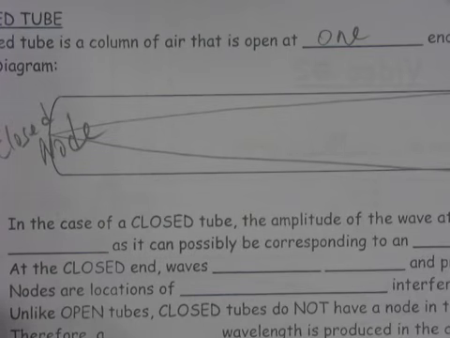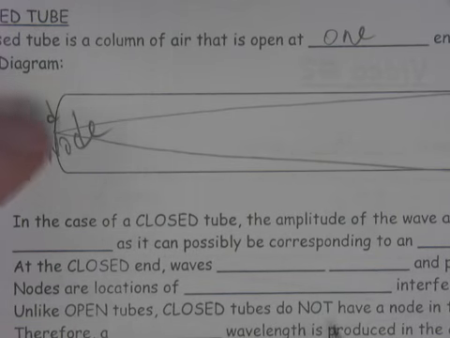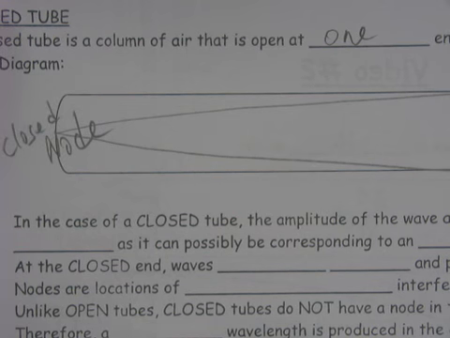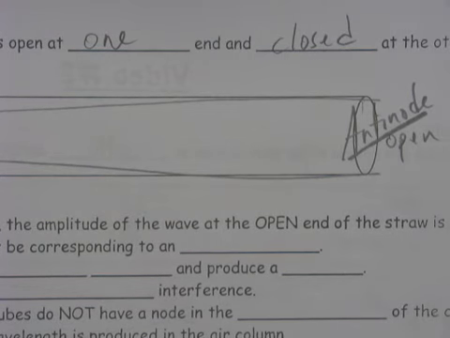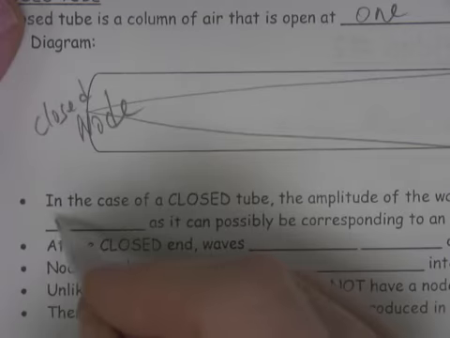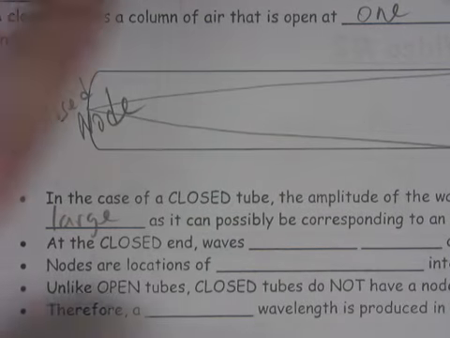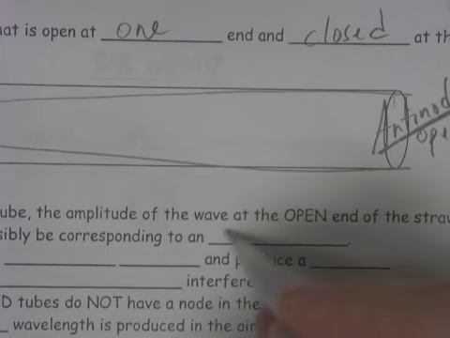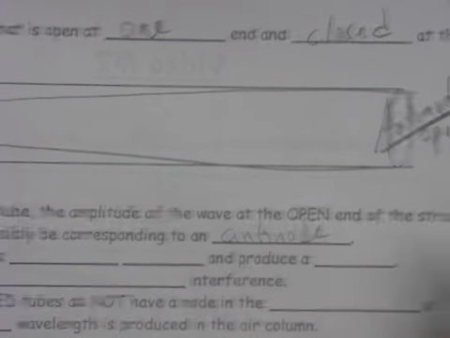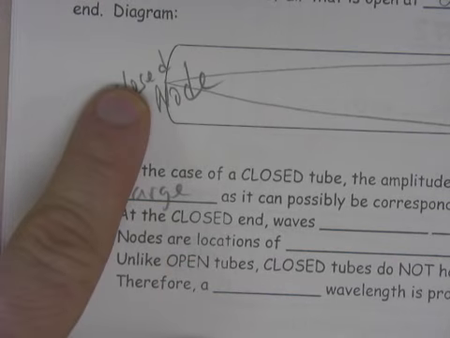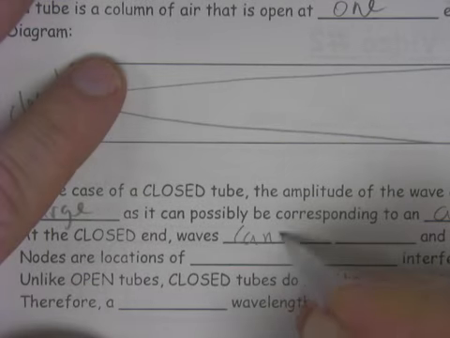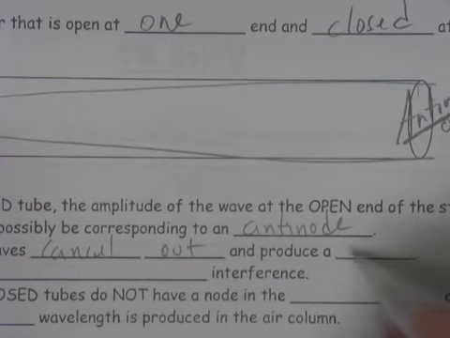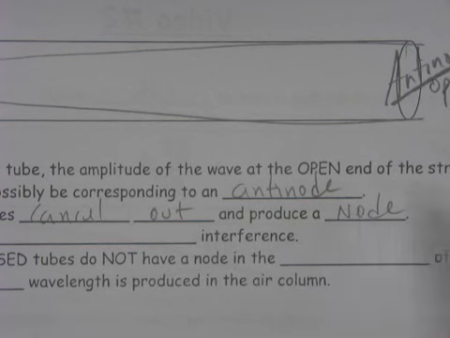So in the case of a closed pipe, the amplitude of the wave at the open end, that's over here, is as large as it can possibly be, corresponding to an antinode. At the closed end, right here, the waves cancel out and produce a node. So node is right there.